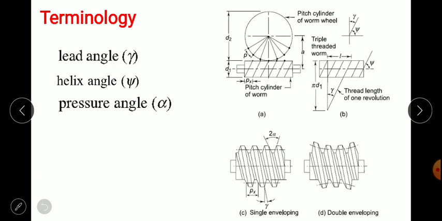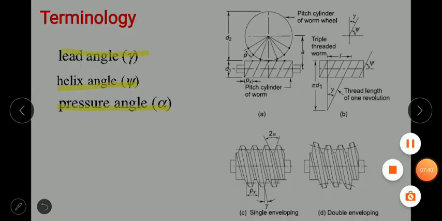Same thing, but before starting with the force analysis, we should understand these three angles. That is, gamma will be the notation specifically used in further sessions as the lead angle, psi as the helix angle, and alpha as the pressure angle. So that's all for today's session. In the next session we'll continue with the force analysis.